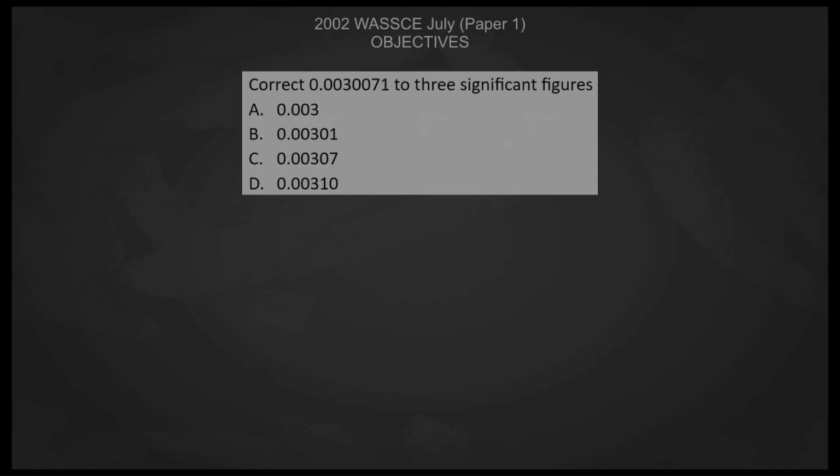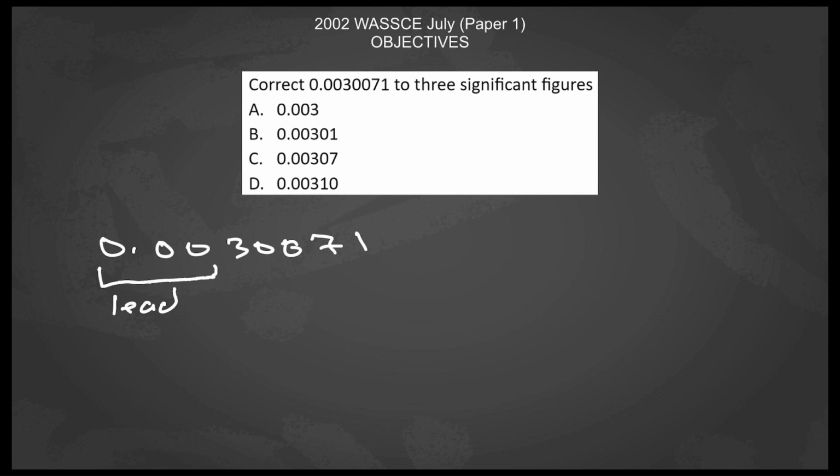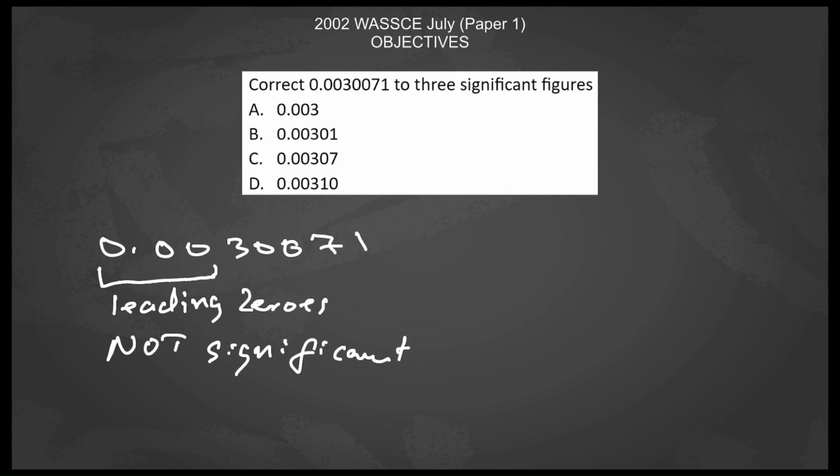Now let's do one more problem. If you take a look at this number, we're given 0.0030071, and they want us to round this down to write this number to three significant figures. Remember what we said. What do we call these zeros? These are leading zeros, and we said that leading zeros here are not significant, right? So we can go ahead and ignore these zeros over here.